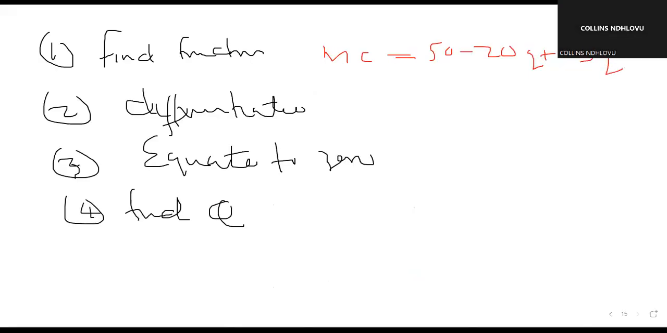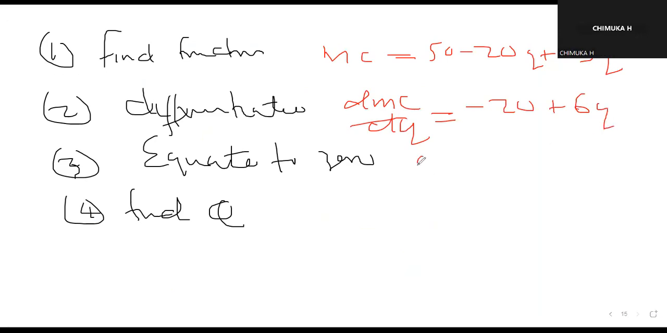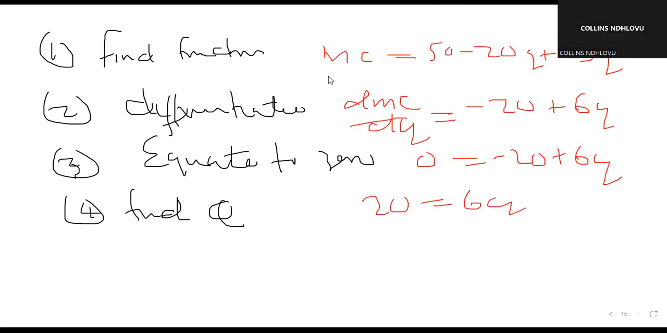So the next step, what do we do? We differentiate. So on differentiating the MC over the Q, what do we have? Minus 20 plus 6Q. Then we equate to 0. Minus 20 plus 6Q equals 0. Then we solve for Q. 20 is equal to what? 6Q. Then we divide both sides by 6. What do we get? Q is equal to what? 3.3.